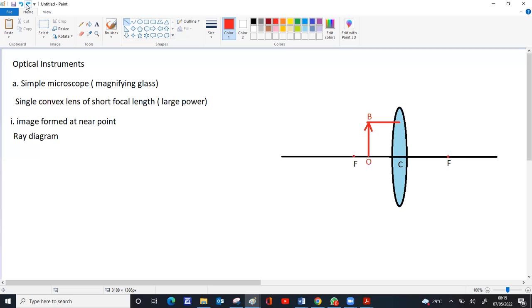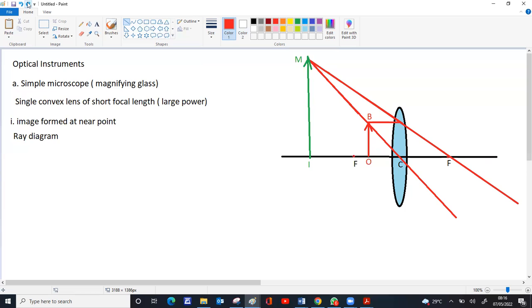One light ray parallel to the principal axis will pass through the focus. The second light ray passes through the optic center from the top of the object. The refracted light rays are diverging away, so the image formed will be virtual. To get the final image, the light rays have to be extended so that they meet and form the image.